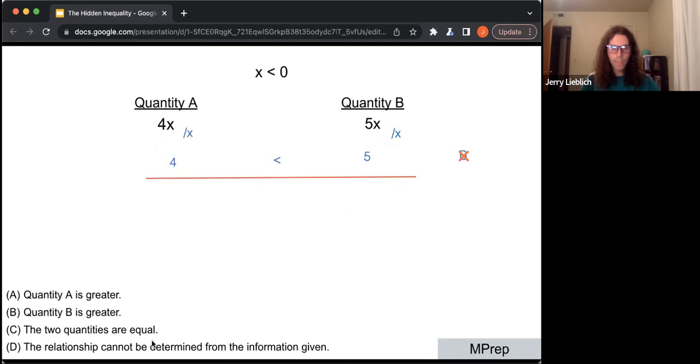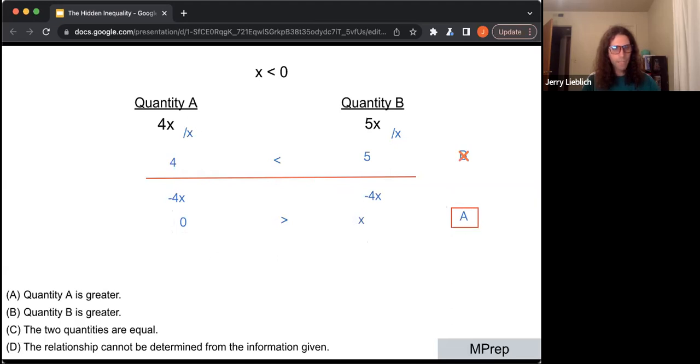Well, another way I could do it, instead of dividing by x, maybe I subtract 4x from both sides. In which case I get 0 and x. And I know x is less than 0. So the answer is actually A.